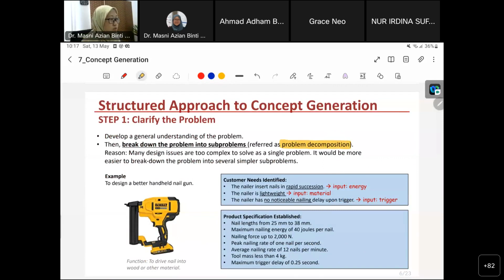The reason why we do this is that most design issues are sometimes too difficult. It's quite complex for you to cater to a single problem. So it will be easier for you to get ideas when you break it down into smaller sub-problems. Okay, let's look at an example of what I mean by this statement. Let's say you want to design a better handheld nail gun.